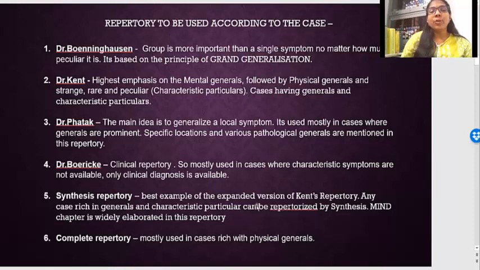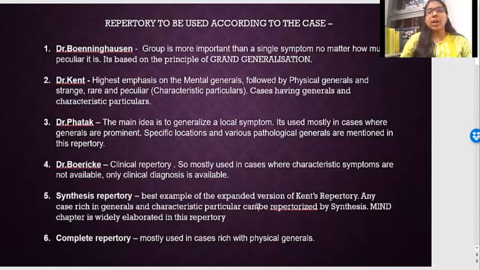Nowadays, we have more advanced versions of repertory: the Synthesis Repertory, the Complete Repertory, etc. The Synthesis Repertory is the best example of an expanded version of Kent's repertory. Any case which is rich in generals and characteristic particulars can be repertorized by the Synthesis Repertory. And as mind symptoms are very important nowadays, the mind chapter is very widely elaborated in this repertory, right?